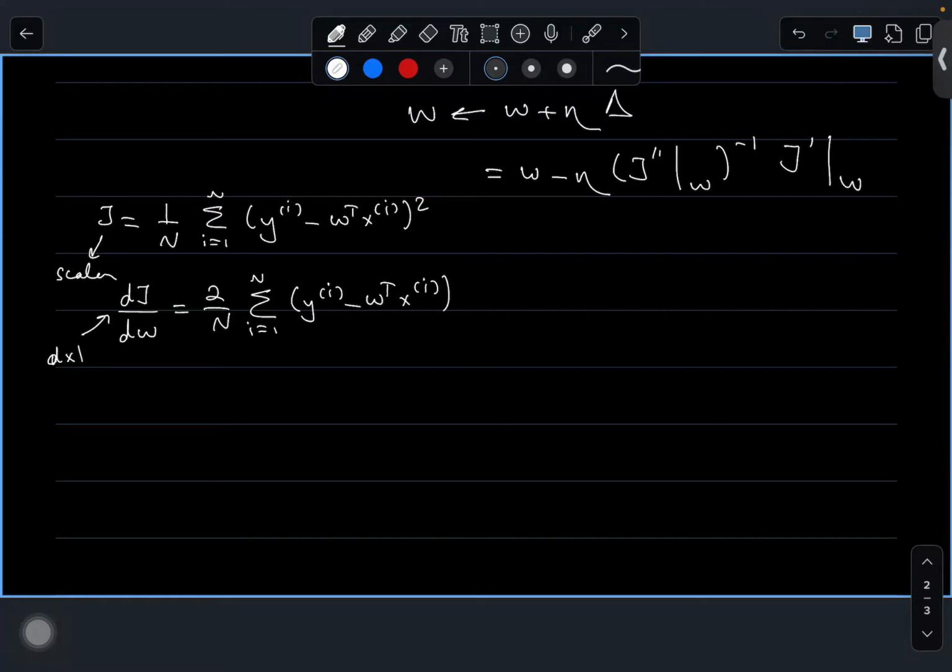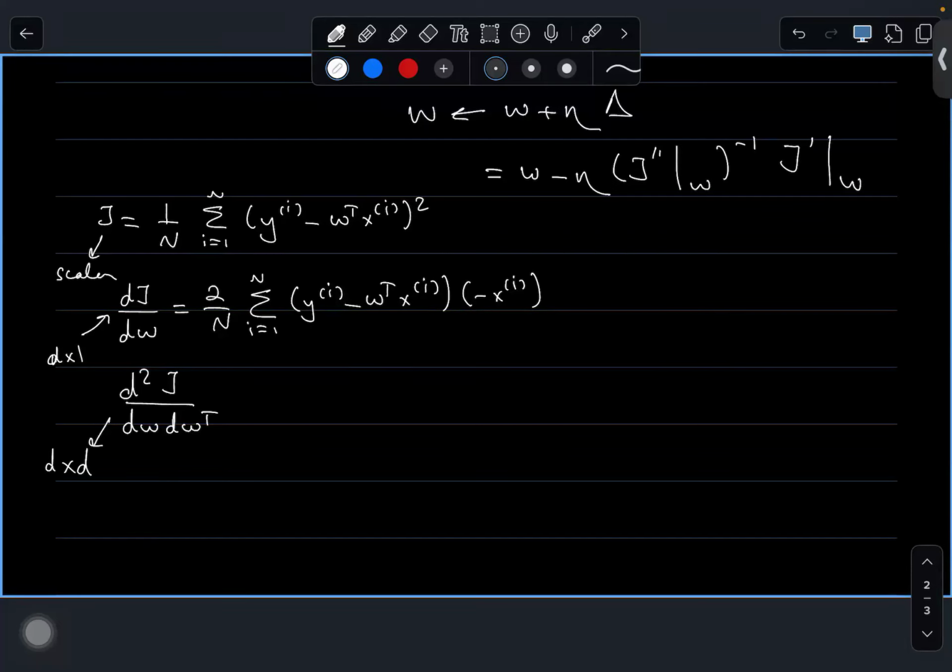And then I have the minus W transpose X, the derivative of that with respect to W is this. So that's my first derivative. The second derivative, the way I write it is as follows. As I mentioned to you, the second derivative is going to be a matrix. That's a D by D matrix.